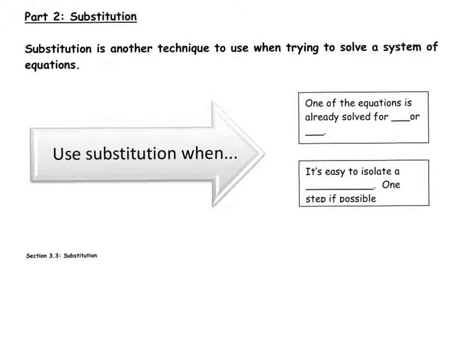And so when are we going to use substitution? Well, you're going to look at substitution when one of the equations is already solved for one of our variables, x or y. If one of them is already solved for x or y, you can substitute that value into the other equation, which is pretty nice. Or if it's pretty easy to isolate one of those variables.